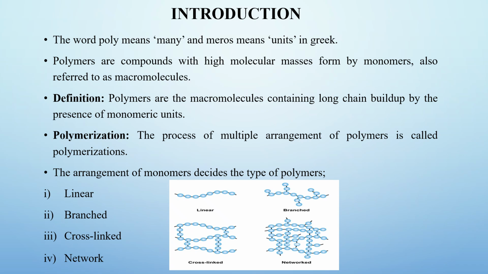And what is the polymerization process? The polymerization process means the process of multiple arrangement of monomers into polymers, and this process is referred to as polymerization. Then the arrangement of the monomers decides the types of polymers. They are as follows: first is linear, second is branched, third is cross-linked and fourth is networked.